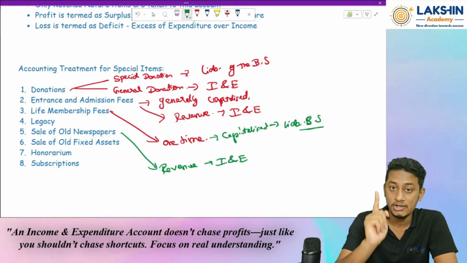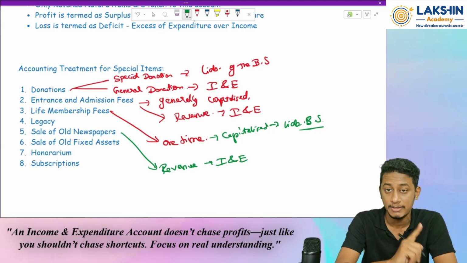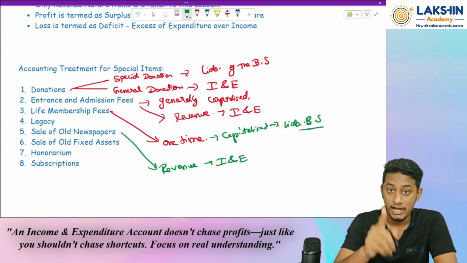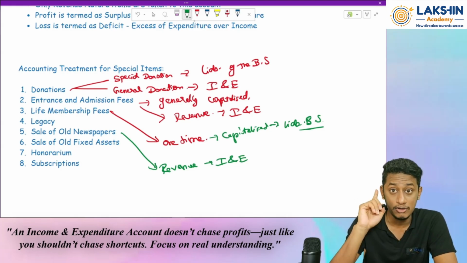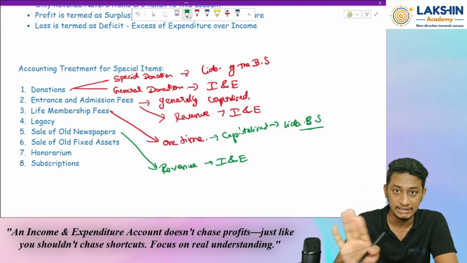Remember this, revenue items will be taken to the income and expenditure account, whereas all the capital items will be taken to my balance sheet. Remember this in your mind. Just like whatever revenue items were there were taken to my P&L account in the sole proprietorship, similarly here also the same logic applies. Clear? Just the name has been changed. That's it, nothing else. Clear?